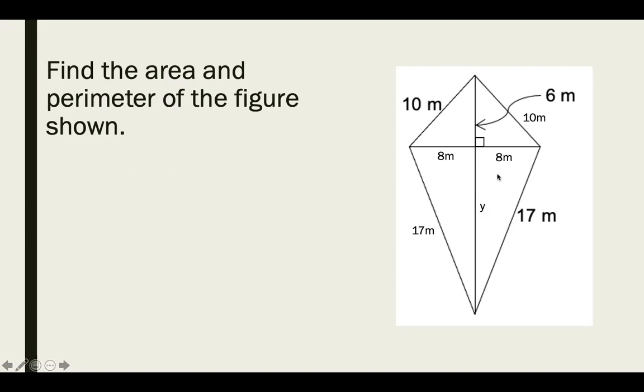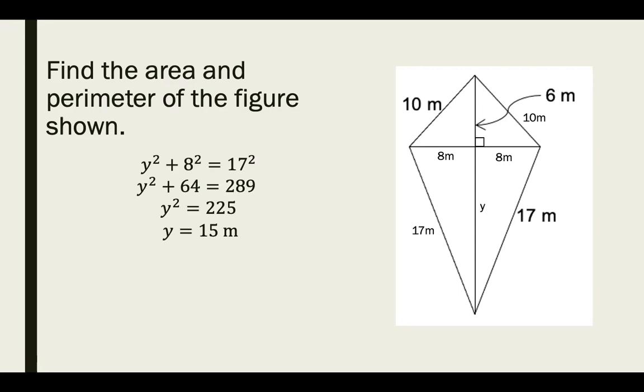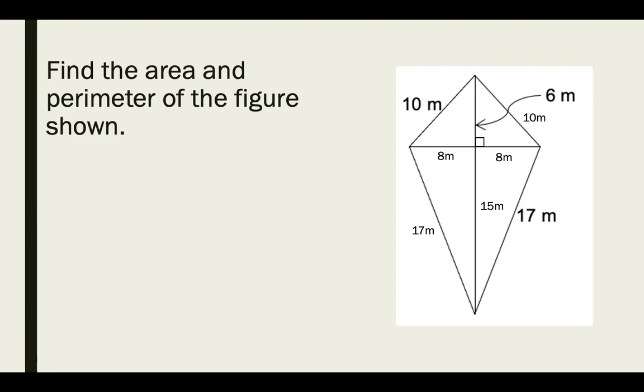Again, we have a right triangle. The hypotenuse is 17. One of the sides is 8. We don't know y. Let's use the Pythagorean theorem again. Y squared plus 8 squared equals 17 squared. Y squared plus 64 equals 289. Subtract 64 from both sides, and we end up taking the square root of 225, and we get y equals 15. All right, now we know everything we need to know.